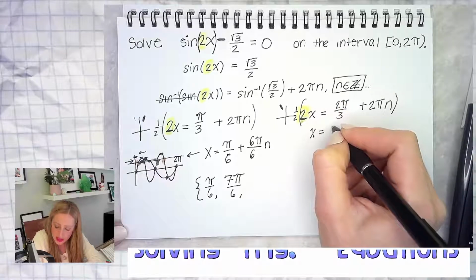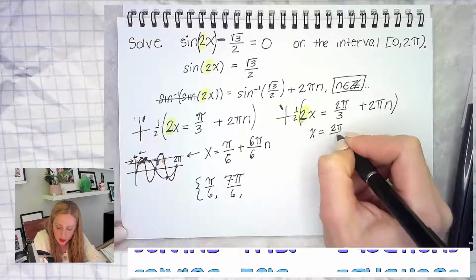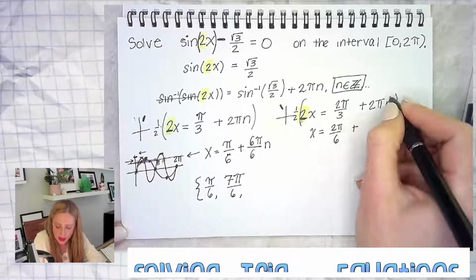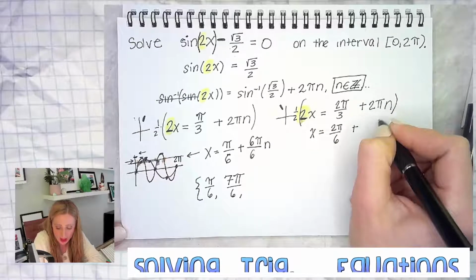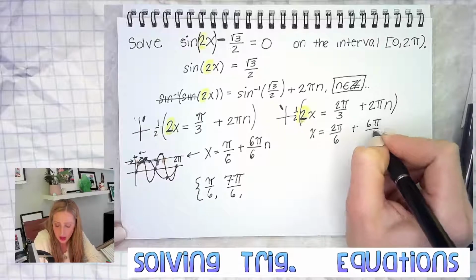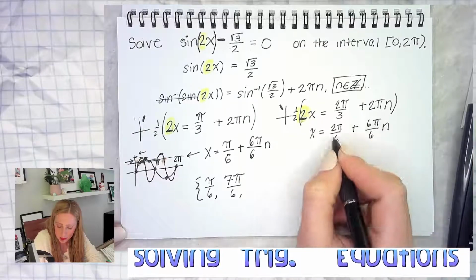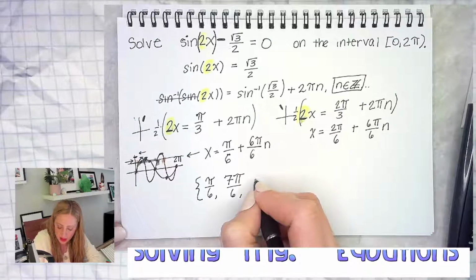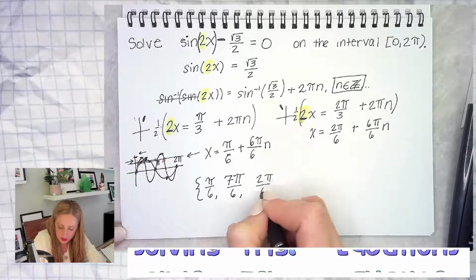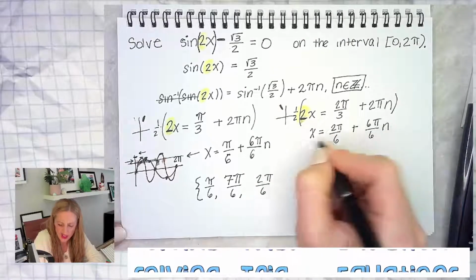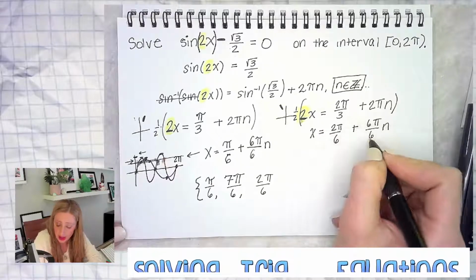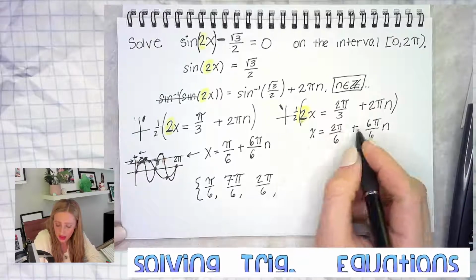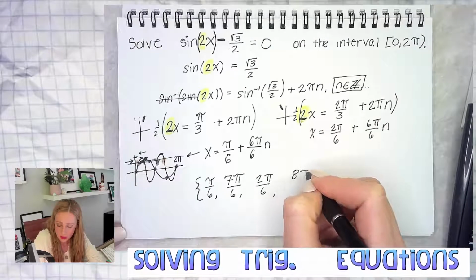So I'm going to write this as 2 pi over 6. I know it's pi over 3 plus, and I know that that again is pi n. I'm going to still write it as 6 pi n over 6. So another answer I'll have is 2 pi over 6. If I subtract 6, I get negative 4 pi over 6. I don't want that. If I add 6, I get 8 pi over 6.